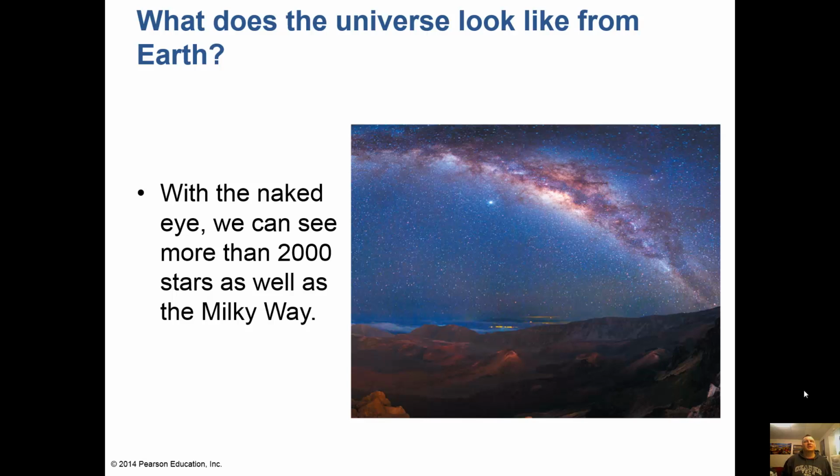So what does the universe look like from the Earth? With the naked eye, we can see more than 2,000 stars, as well as the Milky Way, our own galaxy. You might think, well, there's a lot more stars out there, and that's true, but most of them are pretty far away and pretty faint, actually. So here we see the Milky Way galaxy, and you see gas and dust. The dark stuff in that band of light is not an absence of stuff, it's just the dark dust blocking the starlight. If we took away all the dust in the galaxy, you could actually read a book by starlight at night.